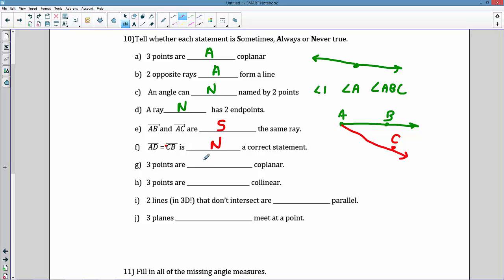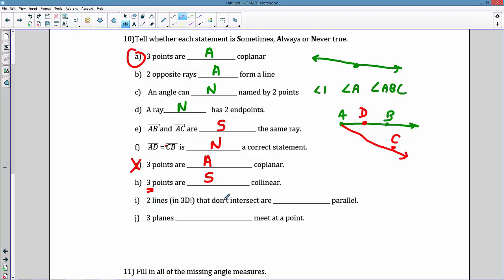Okay, 3 points. This is a repeat of G, so you can kind of ignore this one. It's just the same as A, right? 3 points are what collinear? Well, we know 2 points are collinear, A and B, but A, B, and C are not collinear, so that's an example of it not. But of course, we could have a point D here, and those 3 points could be collinear, right? So this is a sometimes. Of course, 2 points are always collinear, but they asked us about 3.